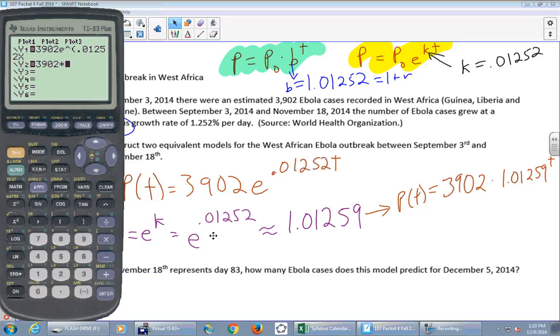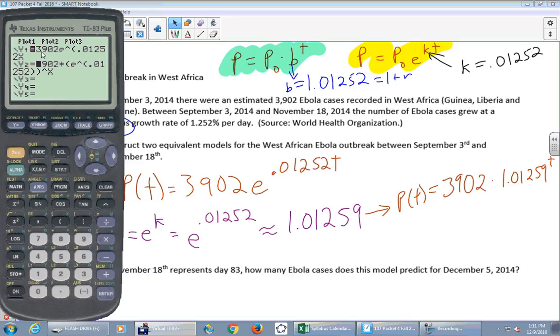We did e to this thing, right? Okay, so I'm going to put that here. I'll just type it in parentheses. So e to the 0.01252. So it's e to that thing. So that's this guy, and then I'll raise it to the t. So raised to the x.